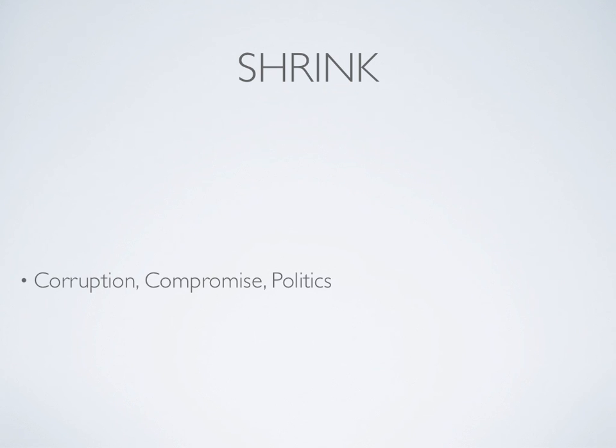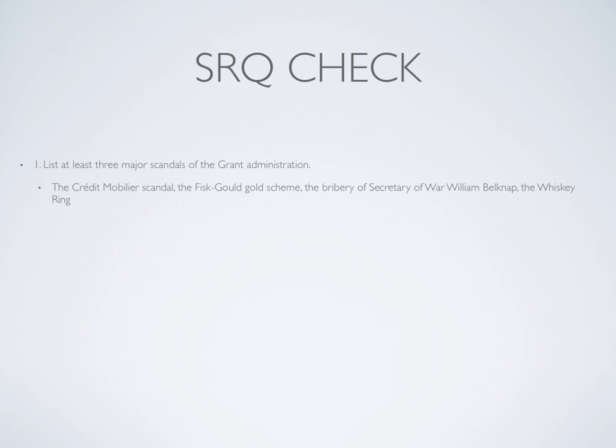Okay, this is your paragraph shrink, corruption, compromise, politics. SRQ check. List at least 3 major scandals of the Grant administration. Any 3 of these will work. The Credit Mobilier scandal, the Fisk gold scheme, the bribery of Secretary of War William Belknap, or the Whiskey Ring.